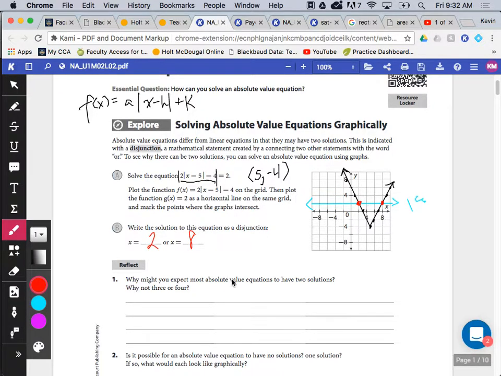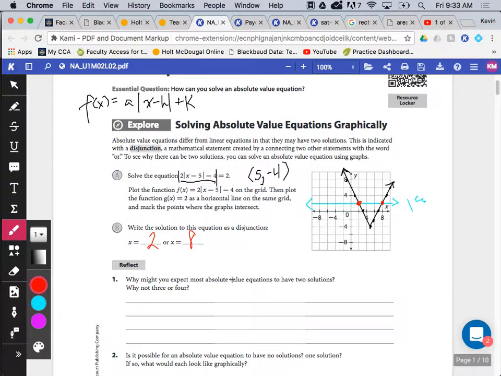You guys understand how this is solving the equation graphically? Does that make sense to you guys? We're plotting the function and seeing where it intersects this line y equals 2. So when we're solving an equation graphically, that's how we're going to do it with absolute value.